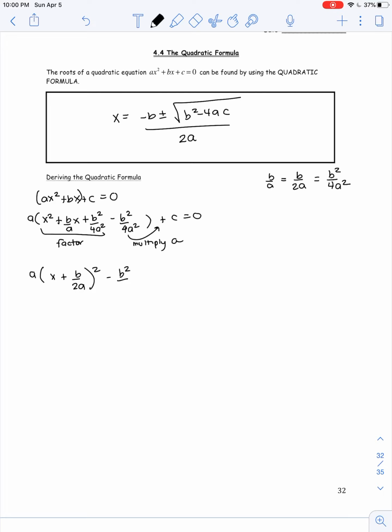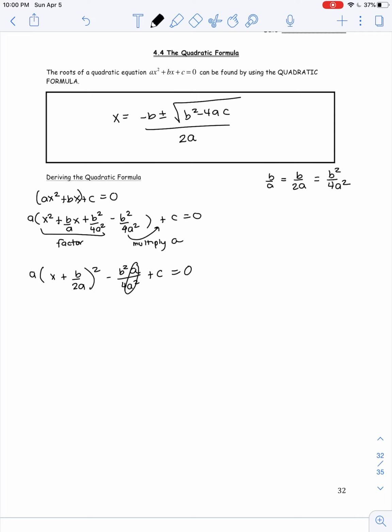That's a mistake, guys. Okay, so what I should have done, let me go back here, I should have multiplied by a. When you multiply, it goes to the top of the fraction, so it should be b squared a over 4a squared plus c. Now, that's better.